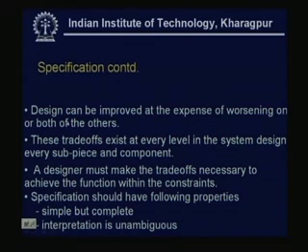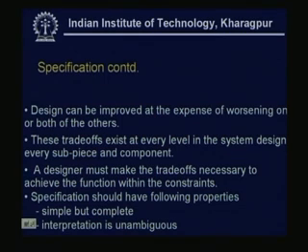So, a design can be improved at the expense of worsening one or both of the others. That means I can make my system very fast, but the cost increases, and it also takes huge power. That is worsening the cost and power, so I can improve my speed, or vice versa. These trade-offs exist at every level in the system design and every sub-piece and component.